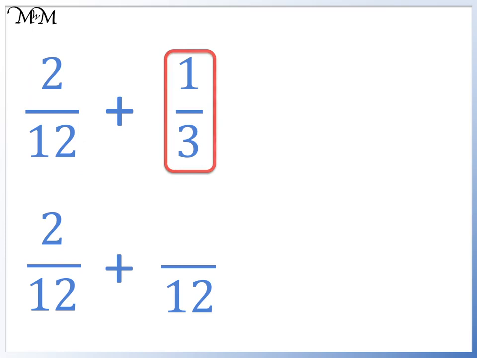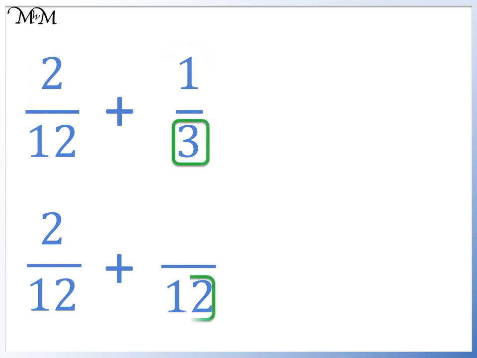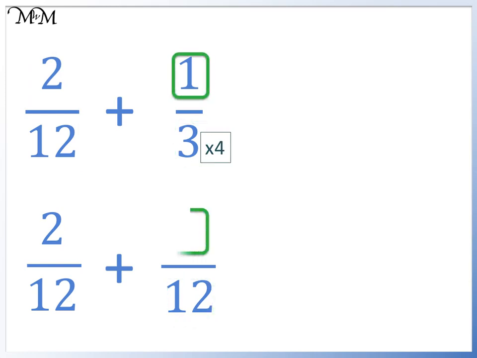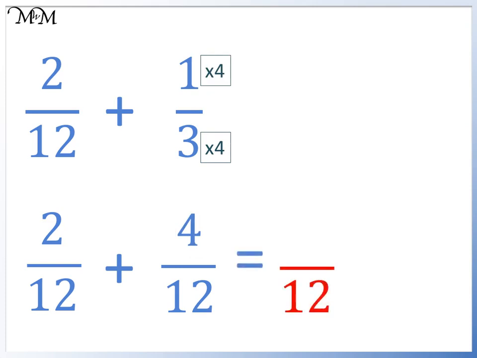Looking at a third, to get from 3 to 12, we multiply by 4. So we also multiply the numerator by 4. 1 times 4 equals 4. Now we can add the fractions. The denominator is 12, 2 plus 4 equals 6. Our answer is 6/12. If you want to go one step further, 6/12 can be simplified to a half.